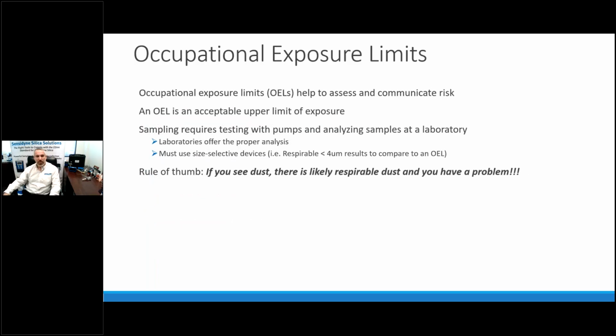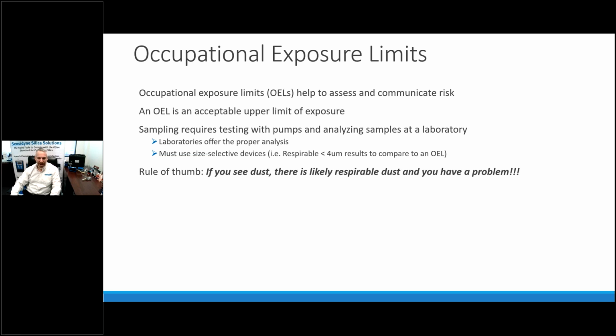So occupational exposure limits. These are used to both assess and communicate the risks that are in the workplace. An OEL is an acceptable upper limit of exposure. Sampling requires testing with air sampling pumps and analyzing samples at a laboratory. The laboratories offer the proper analysis, and in order to find respirable silica particle size, you must use a size selective device. These are typically cyclones or particle impactors. I'll talk about those a little bit more.